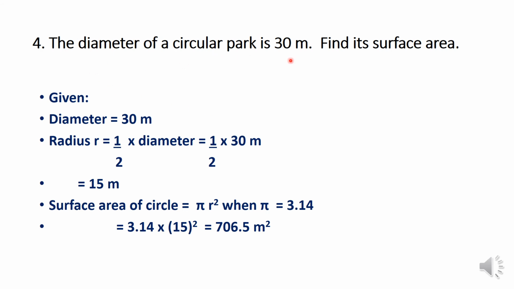Next, the diameter of a circular path is 30 meter. Find its surface area. We know that in a circle, the radius is half of the diameter. So half into 30, you will get 15 meter. Now there is a formula for the area of a circle, that is pi r square, and the value of pi is 3.14. So you just multiply pi, that is 3.14, into the radius of the circle, that is 15 into 15. When you multiply all this, you get 706.5 meter square. So this is also a very simple question. The only thing you have to remember is the formula of a circle.